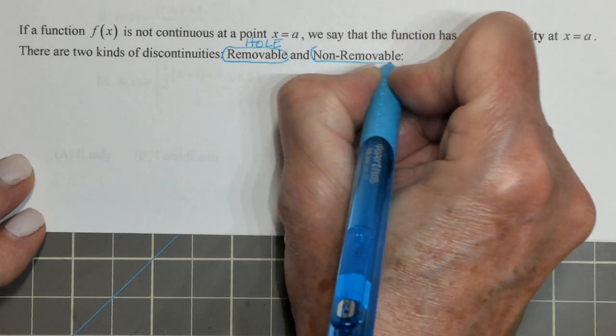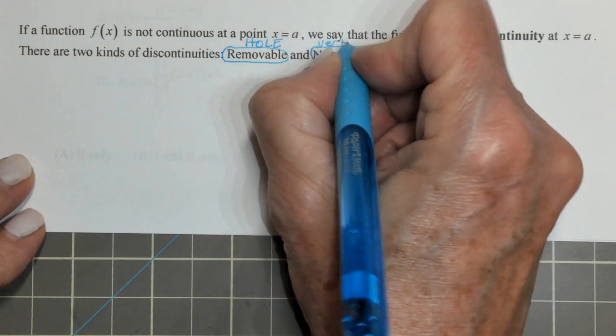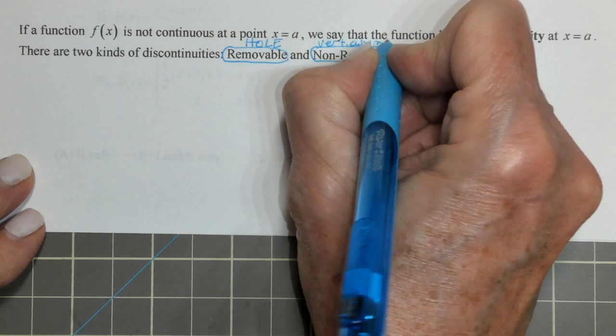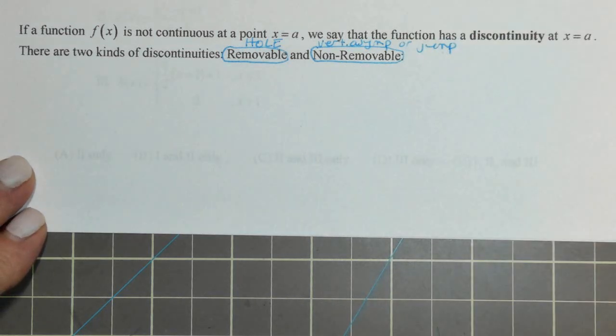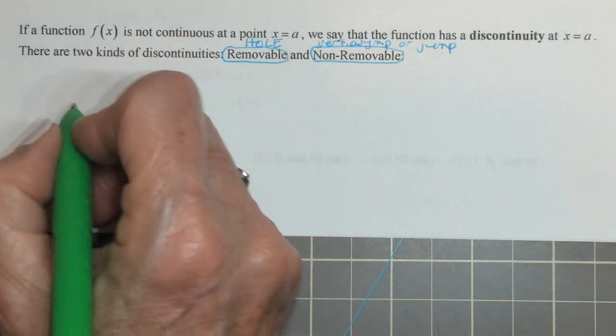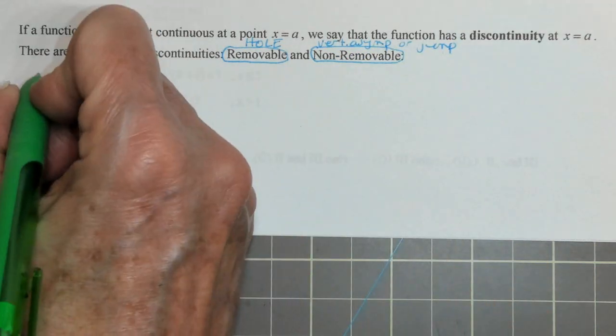Non-removable is either a vertical asymptote or a jump. Okay, so if you want to pause and discuss this, great. Otherwise, let's go ahead and jump in.